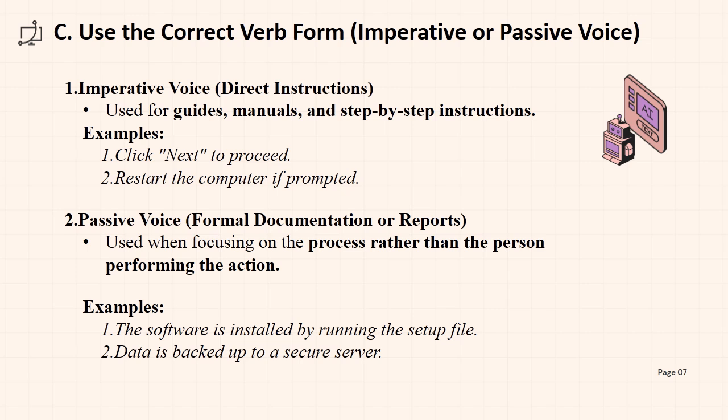The third key rule of describing an ICT process is that you have to use the correct verb form. That is to say, you use either the imperative or the passive voice. Let's see together.